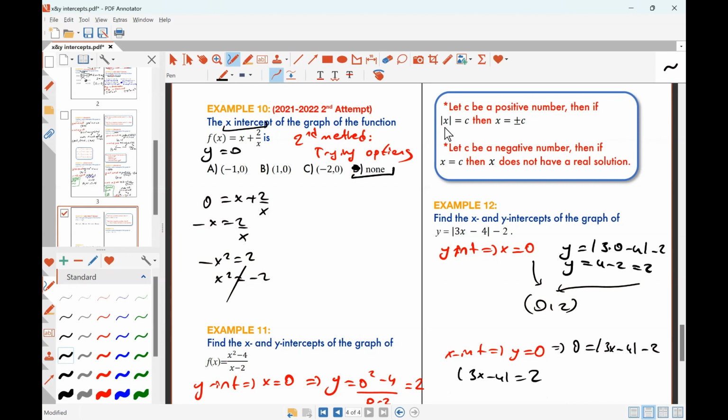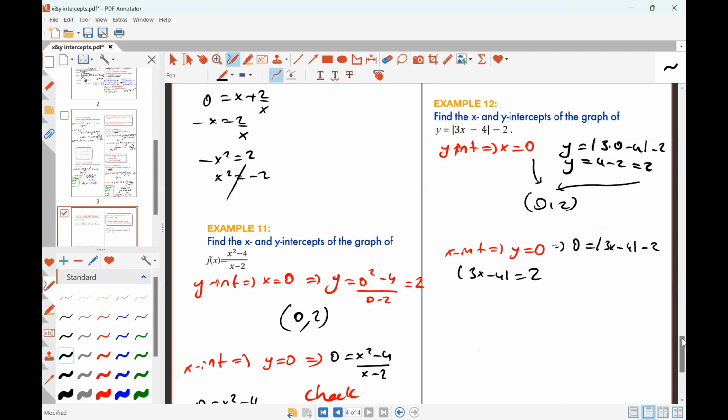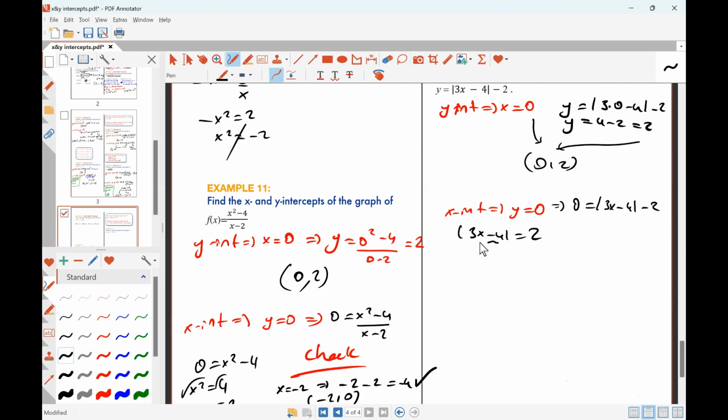If absolute value x equals c and c is a positive number, then x is positive and negative c. For example, if absolute value of x is equal to, let's say, 2, we have two possibilities. Inside absolute value is either 2 or negative 2. Absolute value of 2 is 2, and absolute value of negative 2 is also 2. So we have two possibilities. Similar in this question, we have 2. The stuff inside absolute value, 3x minus 4, is either 2 or negative 2. So we should solve two equations.